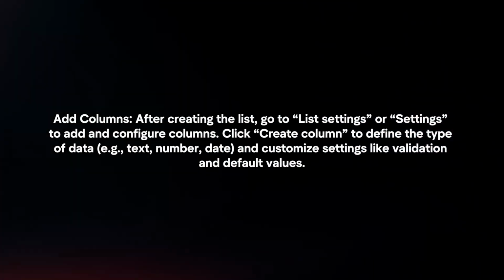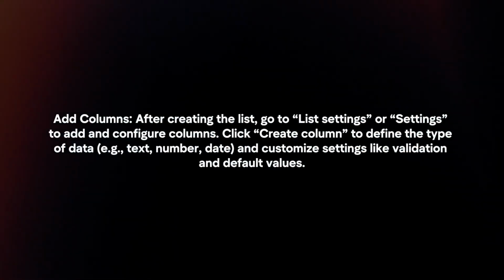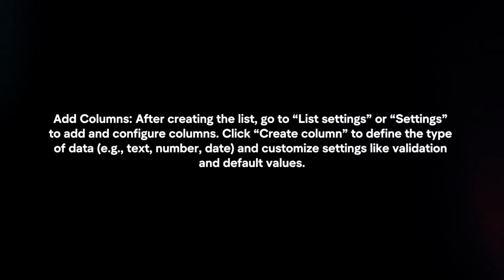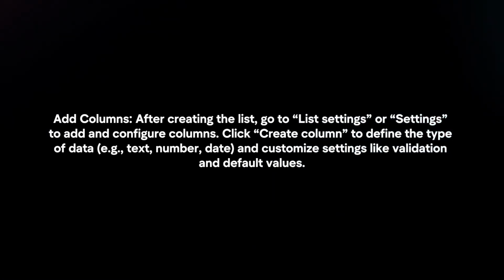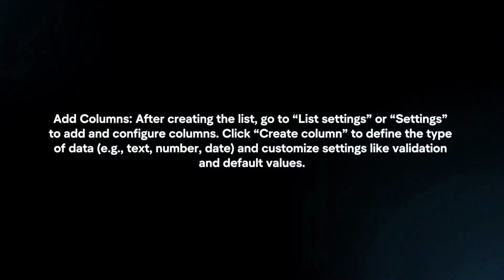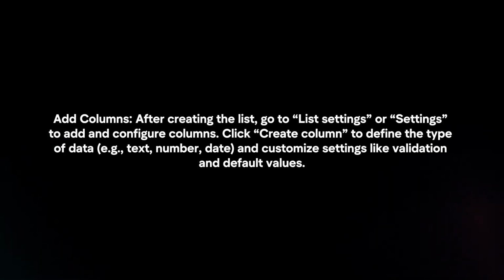Add columns. After creating the list, go to the list settings or settings to add and configure columns. Click Create Column to define the type of data and customize settings like validation and default values.